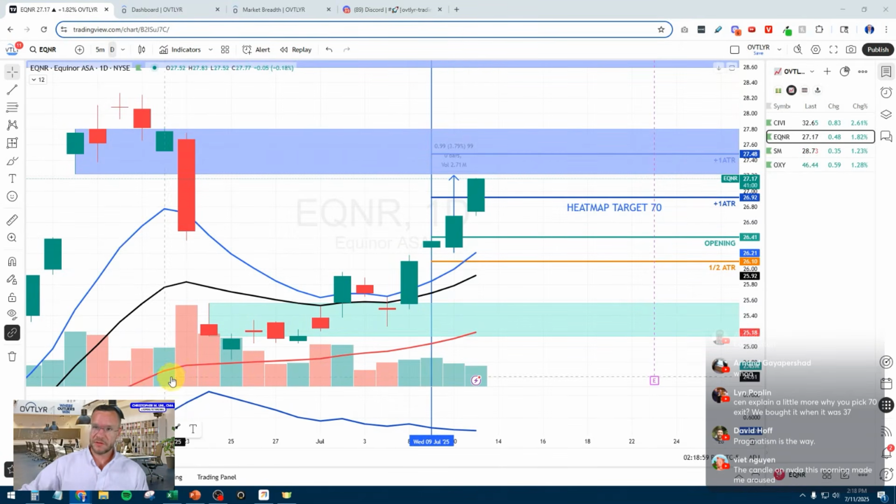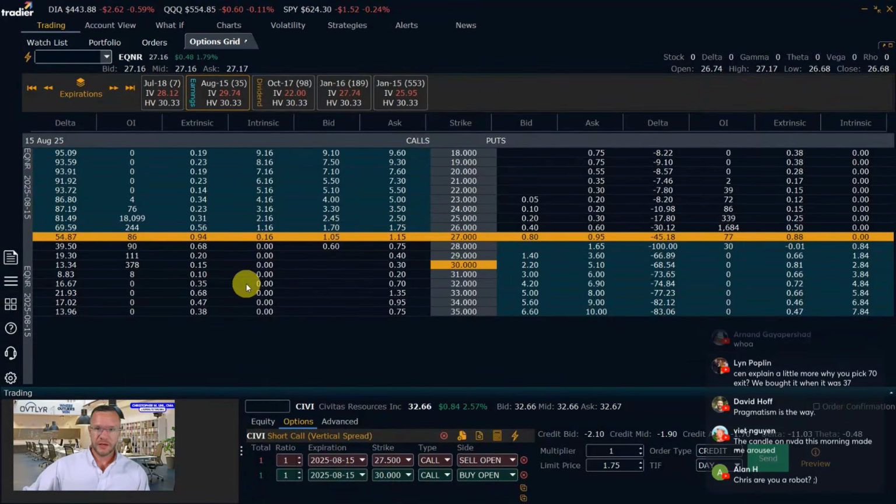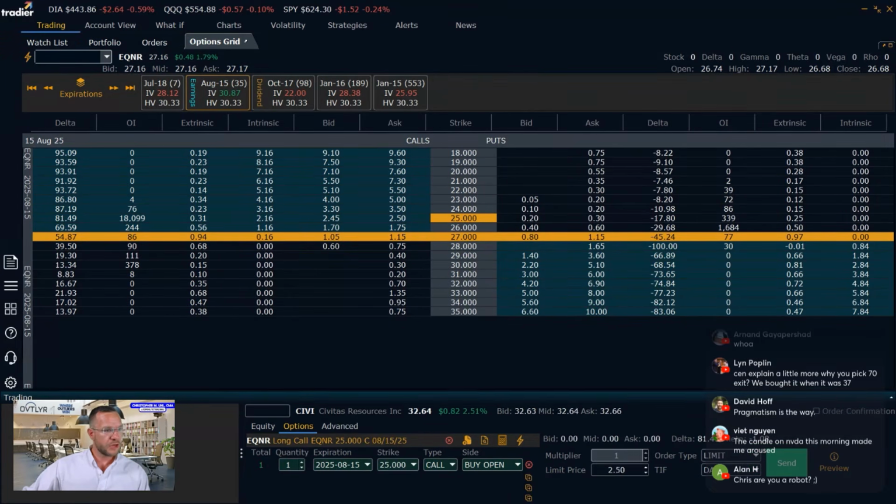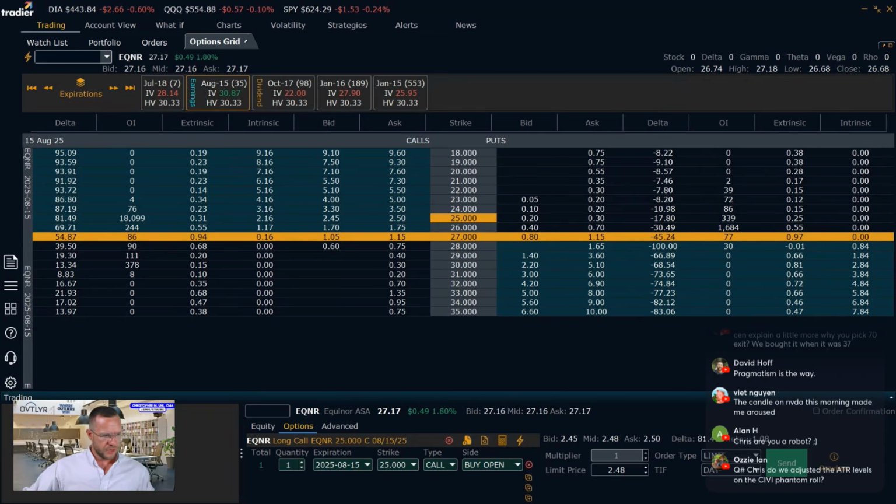So like I said, this is the biggest by far number of contracts I've ever put on in a single trade. And it was a beautiful, beautiful trade. Let's go exit EQNR, August 15th, 25 calls. Now I manage 2 accounts, my account, and then I have a family hedge fund. I'm going to start at 2.47, see if I can get filled to close at 2.47.